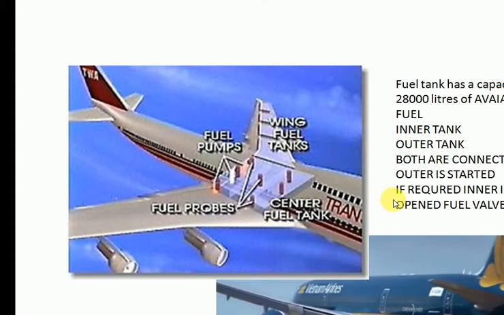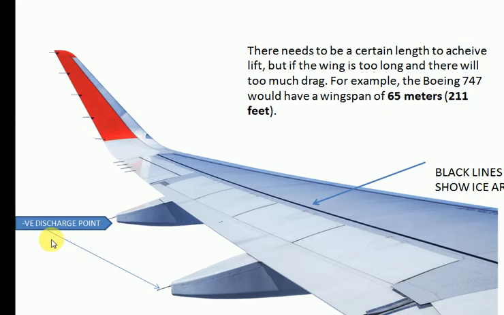So the next thing I want to discuss is the wing tips and black lines. At the tip of the wing, there are steel-like pins. These pins are the charging point, because when the flight is above and within the clouds, it acquires some charge from these clouds, and as soon as it goes out, it should discharge it immediately to avoid untoward incidents. So this helps to discharge the negative charges from the flight. And this wing span is given as approximately 65 meters, and 211 feet of length. So this is the wing area, and I have already shown that there is a fuel tank also.